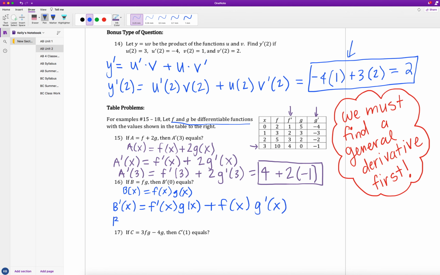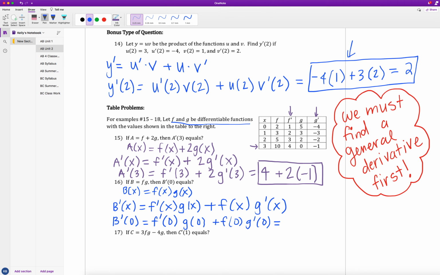From here, we're trying to find specifically b prime of 0, so I can sub in 0 for all of those x's, and we'll get f prime of 0 times g of 0 plus f of 0 times g prime of 0. And all of those values we can also find in the table. I'm going to have you guys pause the video here and find all of those 4 values from that table, and then we'll check it together.